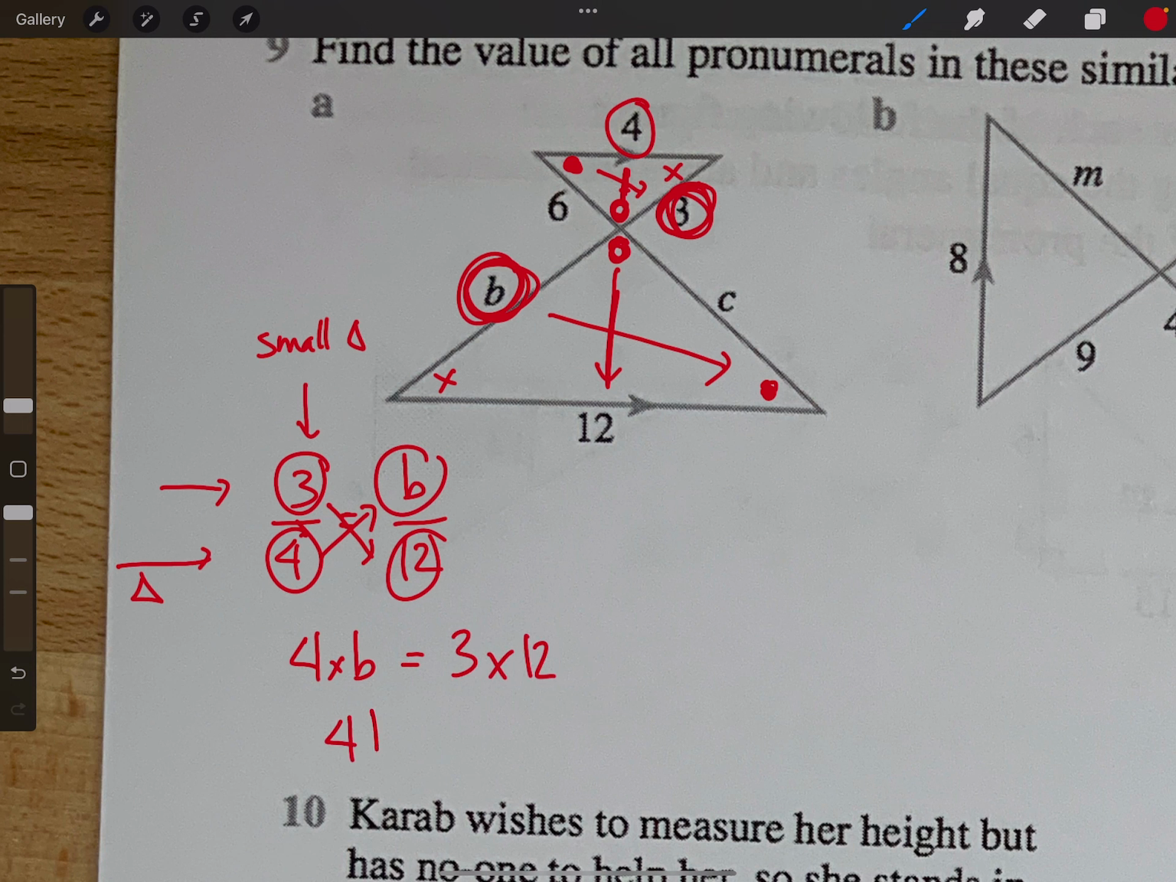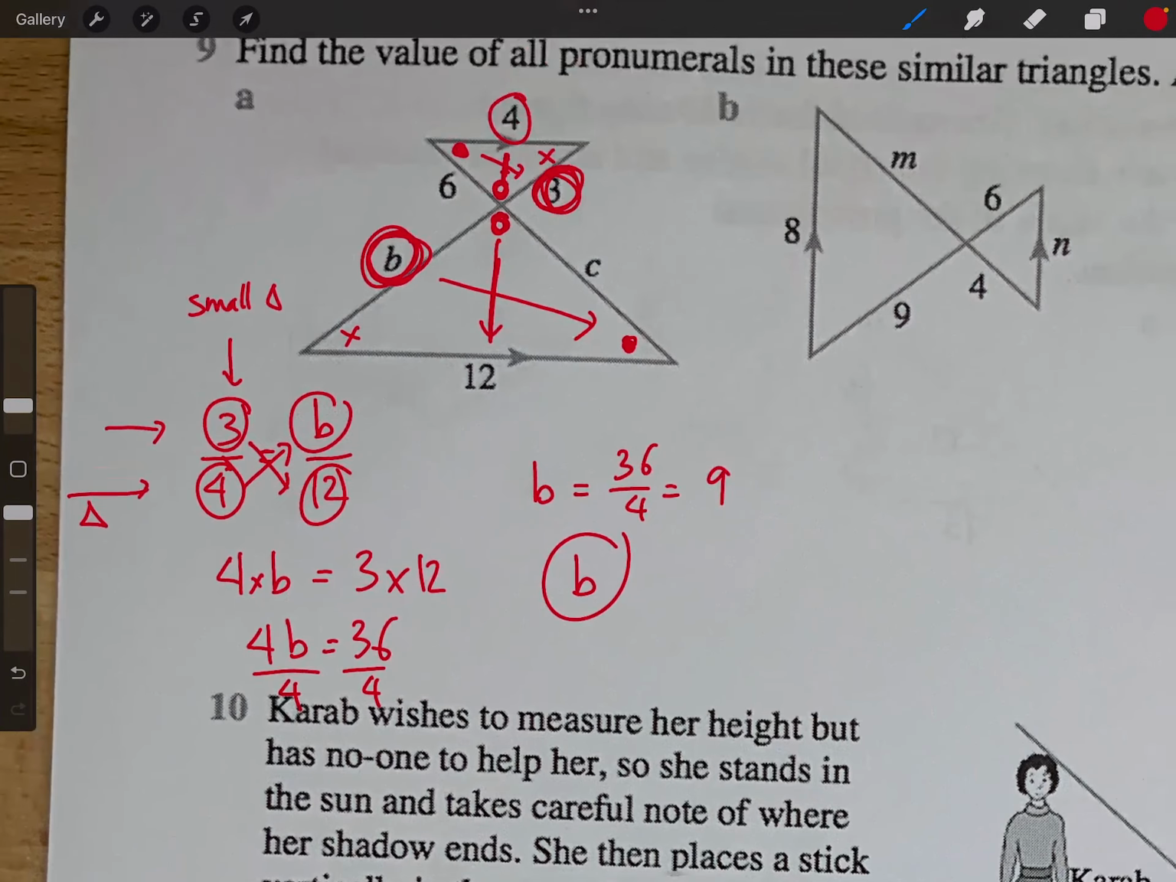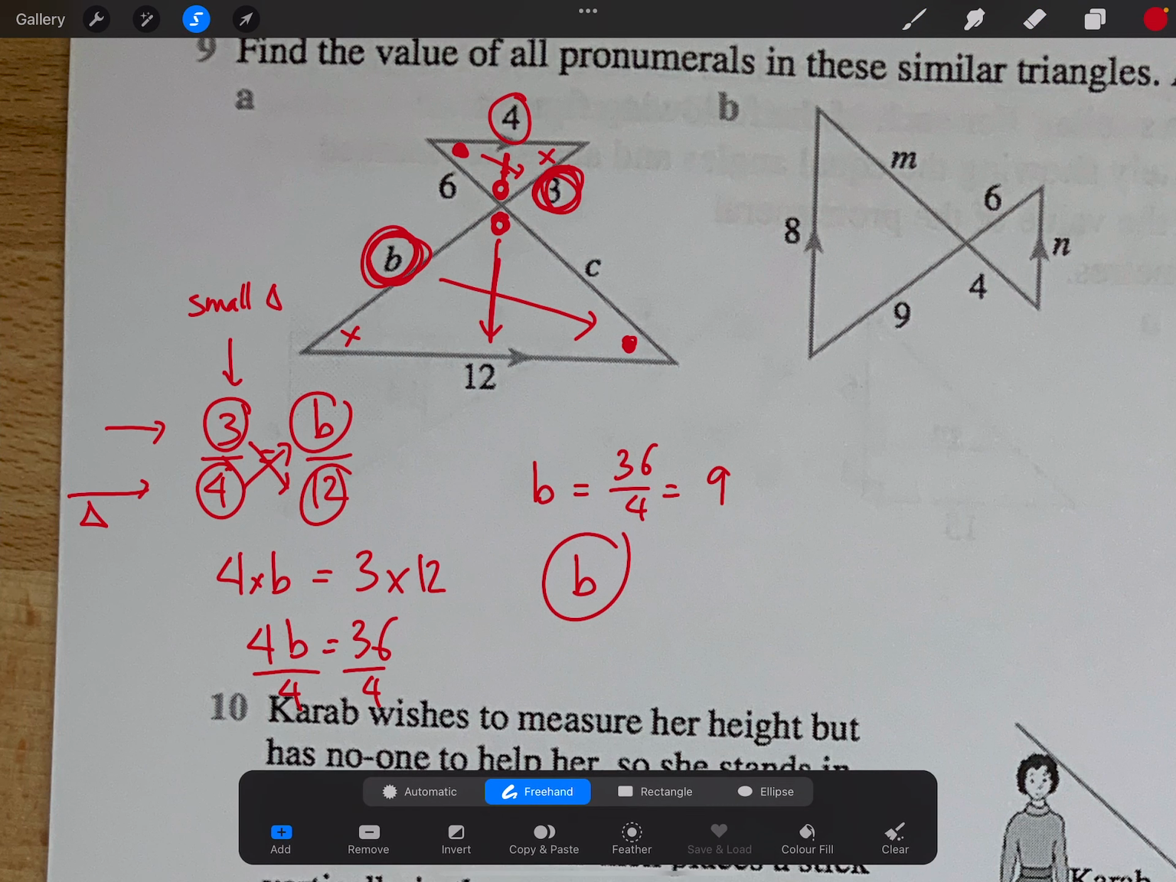So 4B equals 36. So how do we find B? We divide both sides by 4, and we get B is equal to 36 divided by 4, which equals 9. So there you go. We found B. This is one way you can do it. There are other ways, but I'm just going to show you a couple of ways. So that's the first way you can do it. So B equals 9.